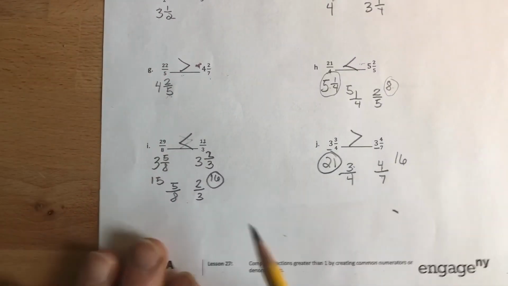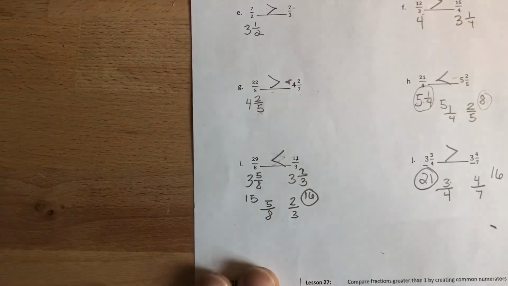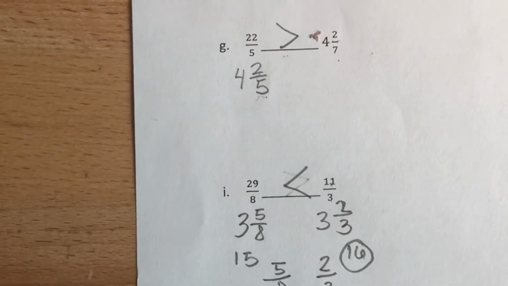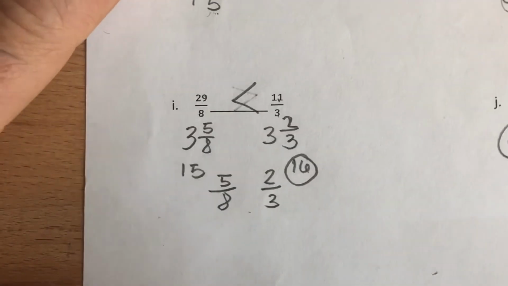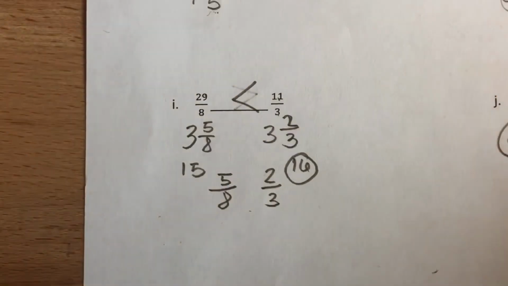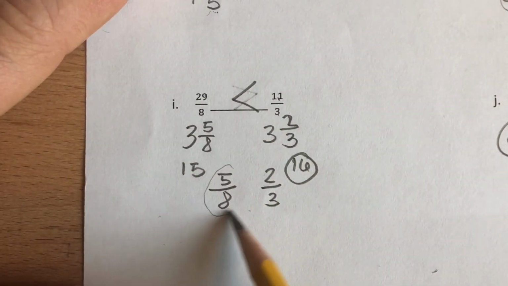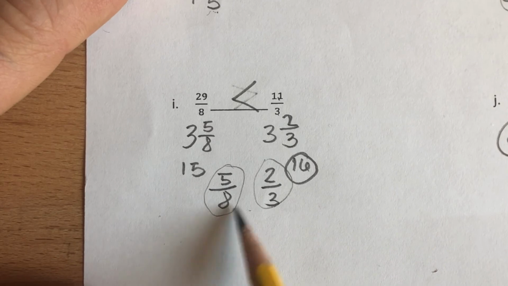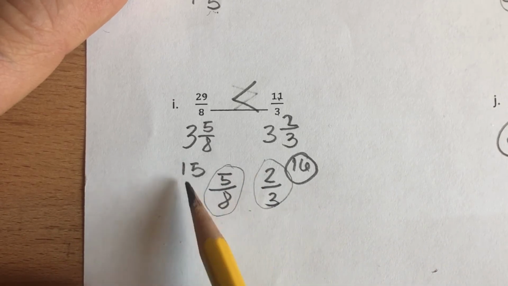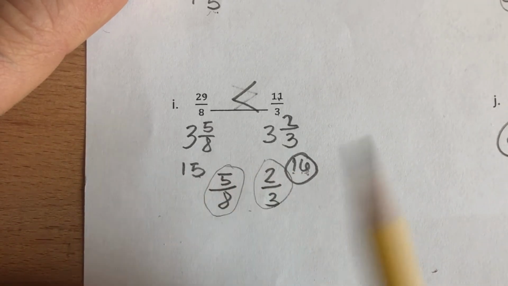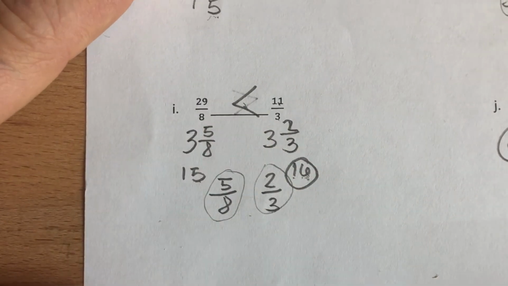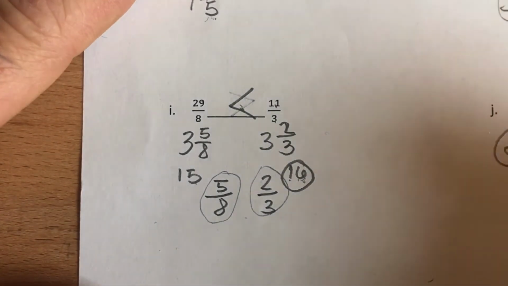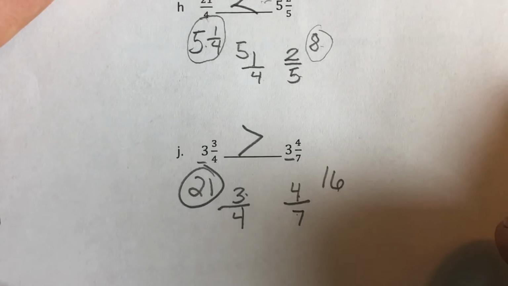Okay, down here I had to do a lot of work. I had to first change both of those fractions to mixed numbers. And then I got 8ths and 3rds, which aren't related. So then I just compared the fractions, and I cross multiplied and got 15 and 16, and 16 is just a tad higher. I got less than.